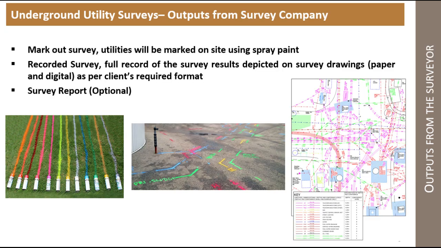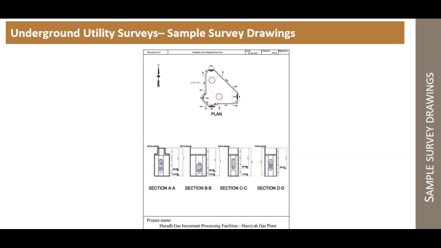Underground utility surveys, outputs from survey company. Markout survey: utilities will be marked on site using spray paint. Recorded survey: full record of the survey results depicted on survey drawings, paper, and digital, as per client's required format. Survey report optional. Underground utility surveys sample survey drawings.